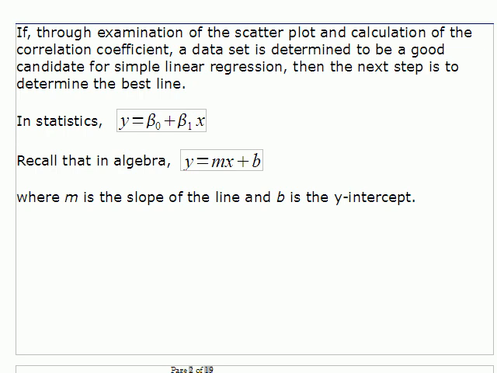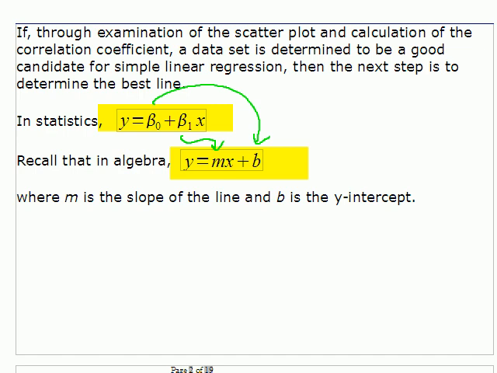Now recall from algebra that a straight line is written as y equals mx plus b. M is the slope, b is the y-axis intercept. In statistics, that line is written as y equals beta 0 plus beta 1x. So that's beta, Greek letter beta, 0. Beta 0 is the equivalent of b. Beta 0 is the y-axis intercept, and beta 1 is the slope. The notation is changed for statistics.